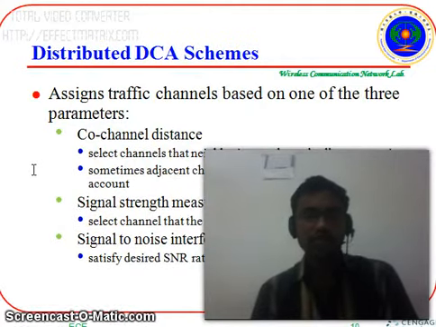It assigns the traffic channels based on one of three parameters: the co-channel distance, signal strength measurements, and signal-to-interference ratio. So over a very big area, you can allocate channels to one particular base station when a call is requested.